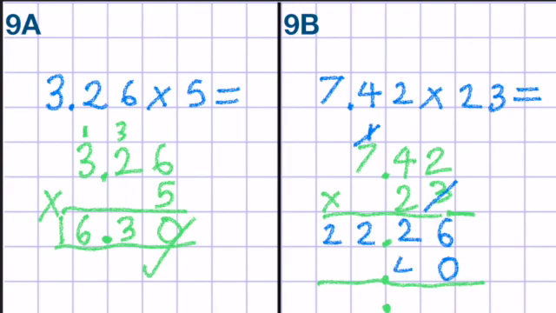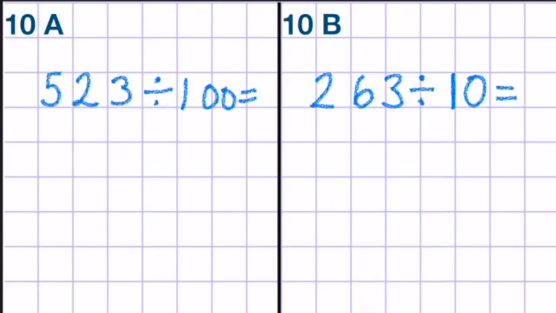2 times 2 is 4. 2 times 4 is 8. 2 times 7 is 14. 6 add 0 is 6. 6 add 4 is 10. 8 add 2 is 10. 0 here. Carry the 1. 4, 5, 6, 7. So 170.66.